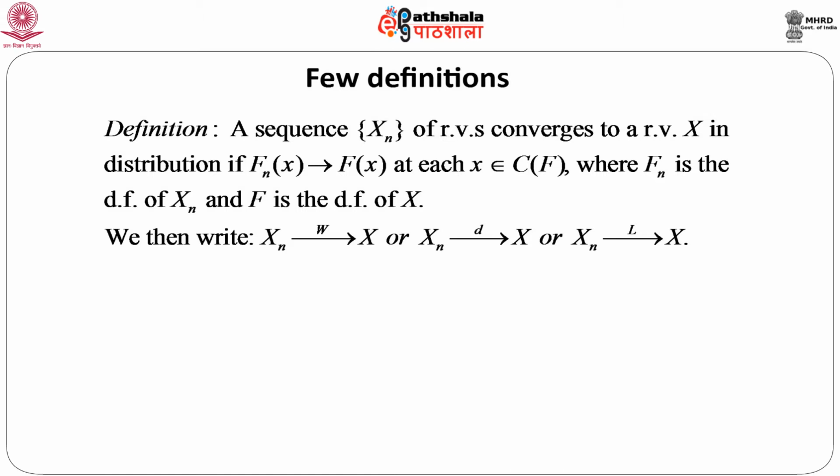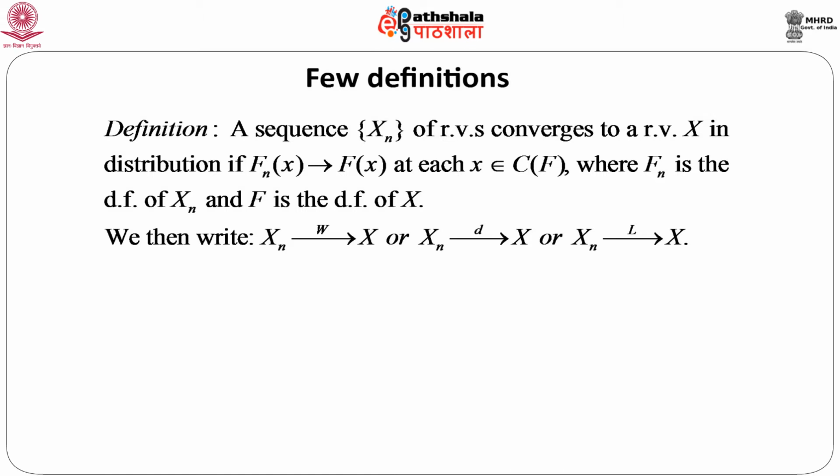That means, we are interested to know whether a sequence of distribution functions converges to another distribution function, for which we can define a random variable. Now, one important point we should note is that it is enough to consider this convergence only at the continuity points of the final or limiting distribution function. We usually write that X_n converges to X weakly, that is the W, or X_n converges to X in distribution, that is D, or X_n converges to X in law.